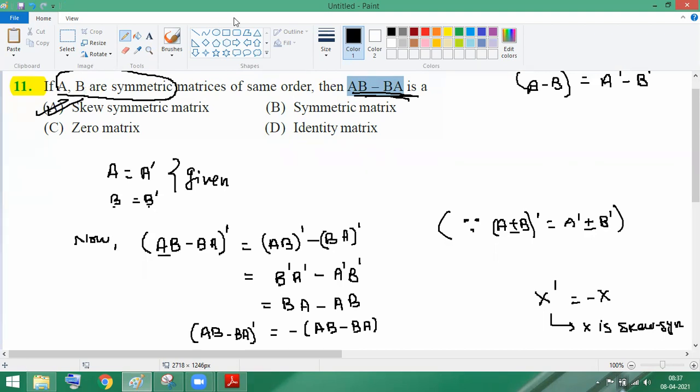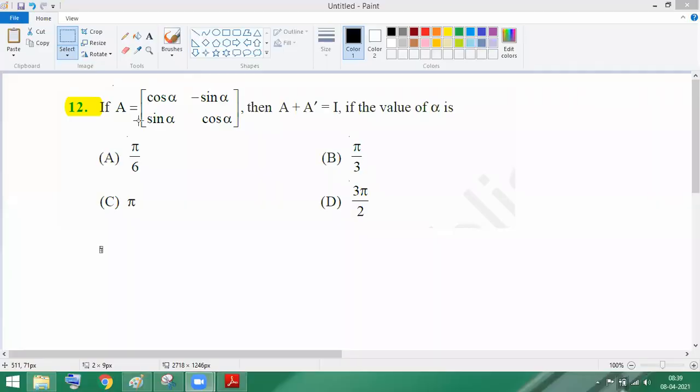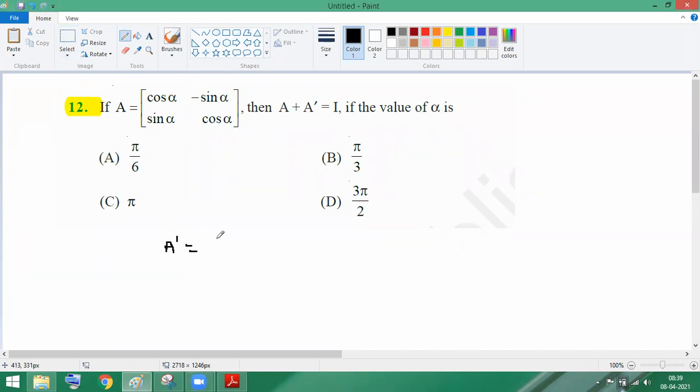Now, seriously, you have to write. In question number 12, if matrix A equals this matrix, and A plus A dash equals I, then find the value of alpha. First find A plus A dash, so for that you have to find A dash. A dash will be cos alpha, first row first column, minus sin alpha, then sin alpha and cos alpha. This is A dash.